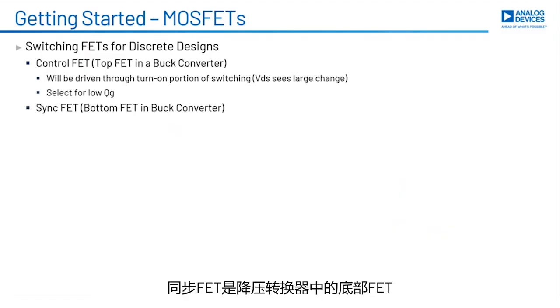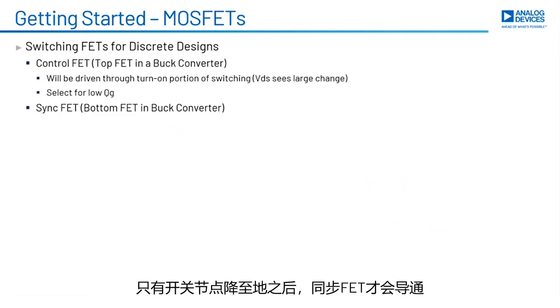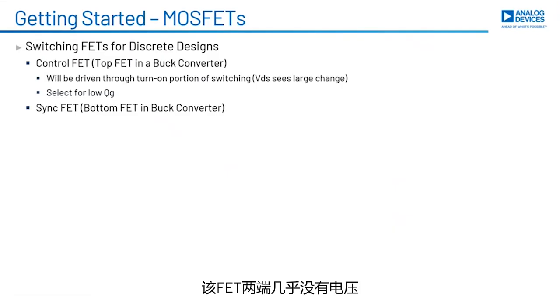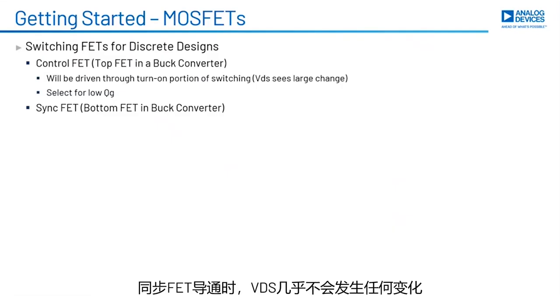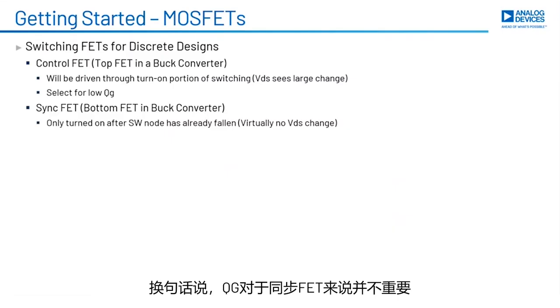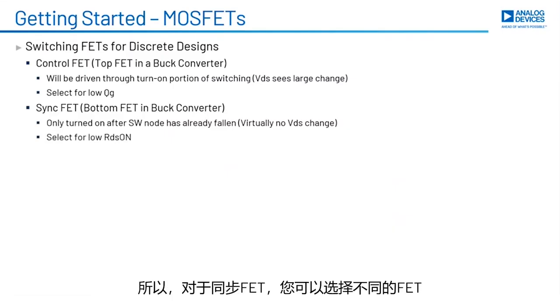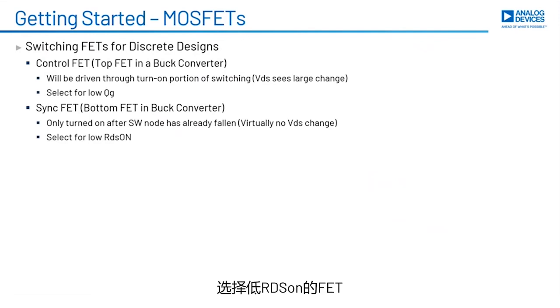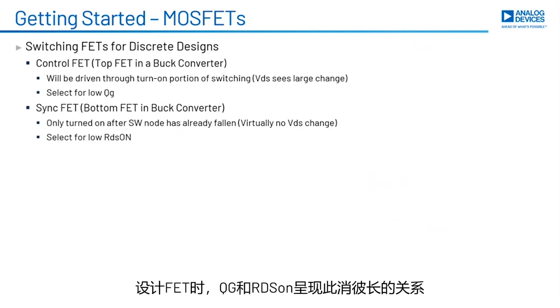For the synchronous FET, this is the bottom FET in the buck converter. The synchronous FET doesn't get turned on until the switch node has already fallen to ground. So there's almost no voltage across the FET. And so when you turn on the sync FET, VDS hardly changes at all. And as a result, QG doesn't really matter for the sync FET. As a result, you can select a different FET for the sync FET, and you select it for low RDS on. When people design FETs, QG and RDS on are kind of inversely proportional.